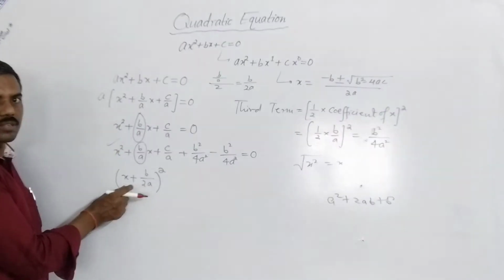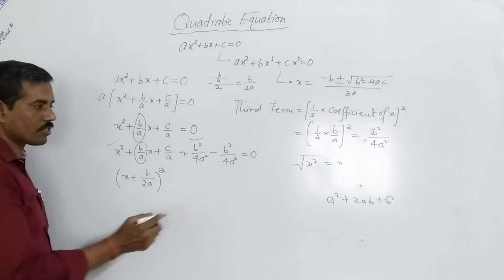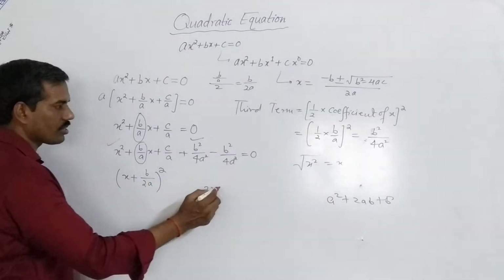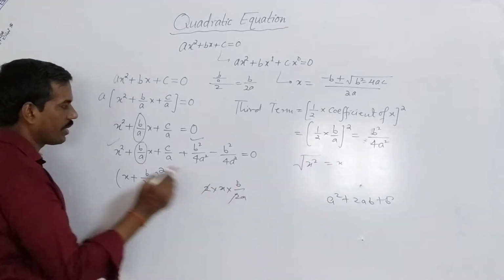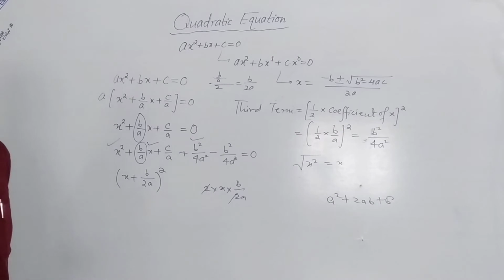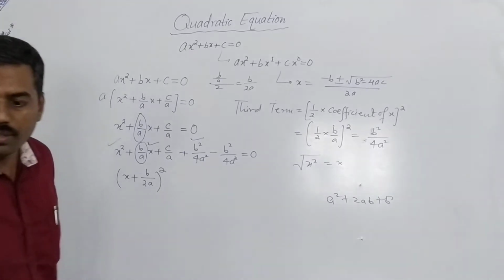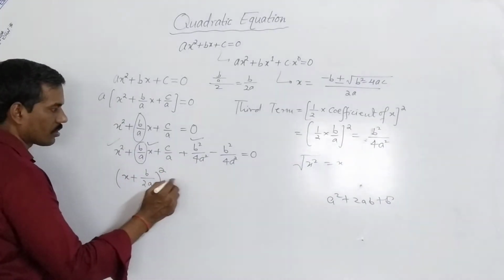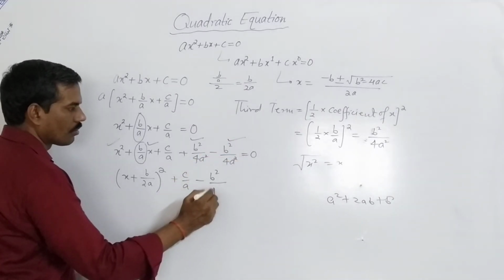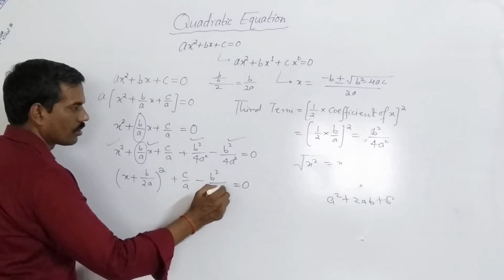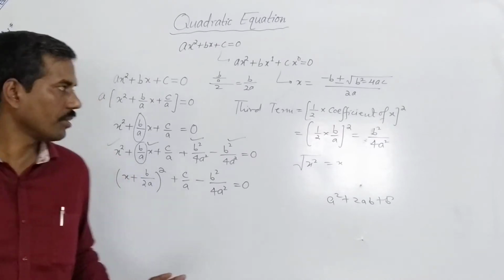x square is present. b square upon 4a square, this term is present. Plus twice a into b, where a means x and b means b upon 2a, the 2 gets cancelled, so b upon a x. This term is present. Okay, correct. Then the remaining terms are c upon a minus b square upon 4a square is equal to 0. Get it? Clear, students? Okay.